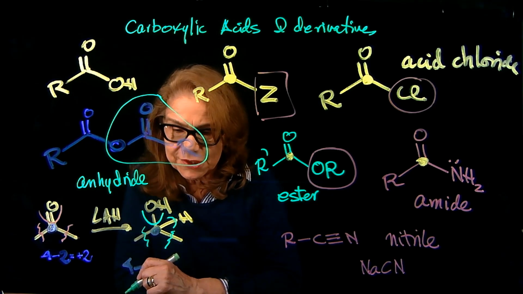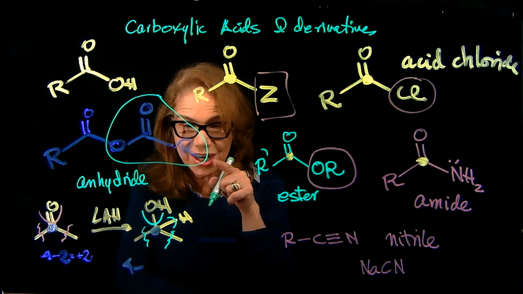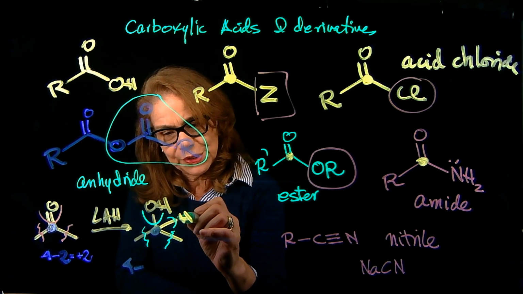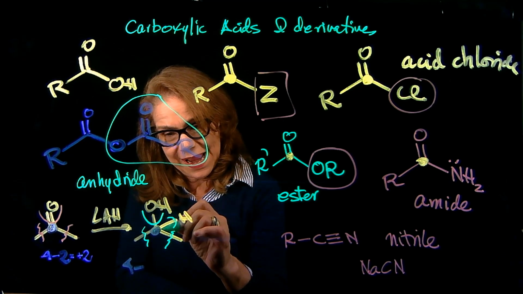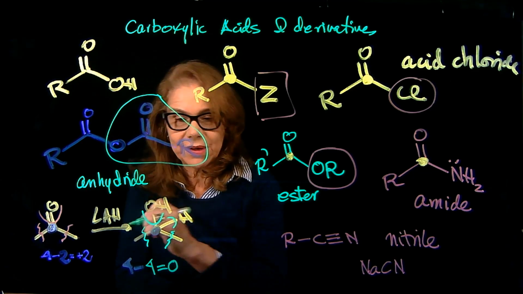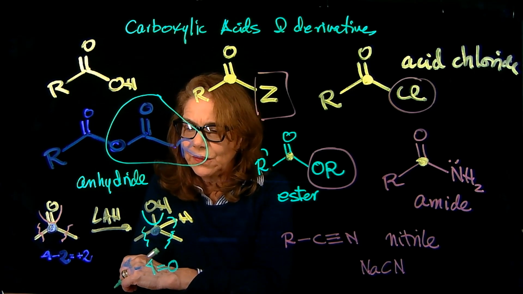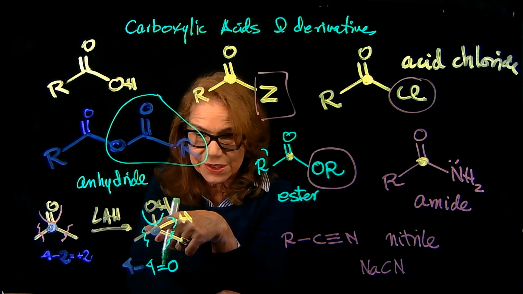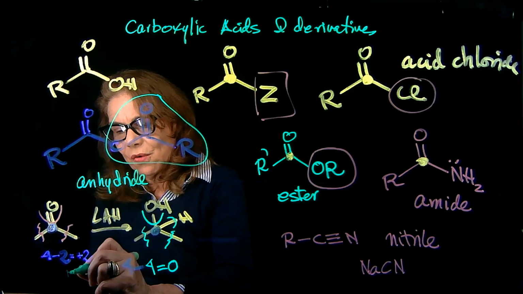So for the oxidation state, then, let's count how many electrons are assigned to the central carbon. I have 2 here, 2, 3, and 4. So 4 minus 4, we have an oxidation state of 0. So notice the oxidation number to 0 had decreased. So this is a reduction.